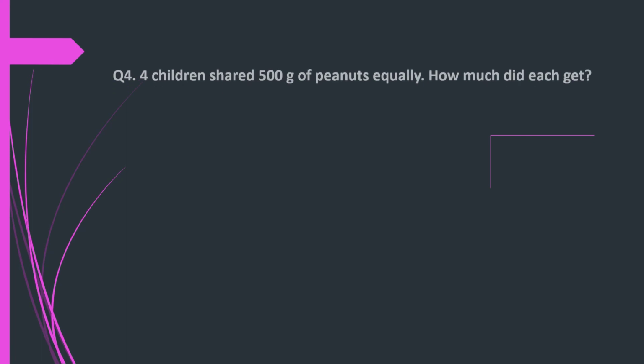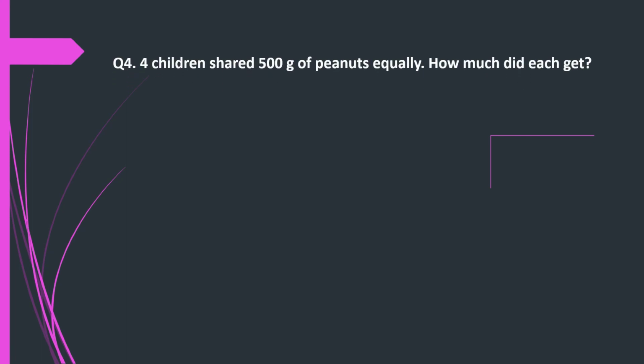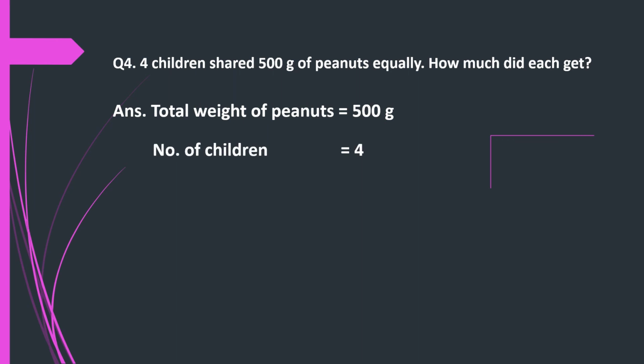Now children, see this question 4. 4 children shared 500 grams of peanuts equally. How much did each get? Each means 1. So how much does one child get? Okay. So here number of children are 4 and total peanuts is 500 grams. So it is divided among 4 children. So you have to now divide it, children, you have understood by the question itself. I told you earlier also, if each is asked, you have to divide. Now total weight of peanuts is 500 grams. Number of children are 4. Now each child will get 500 gram divided by 4, that is 125 grams.